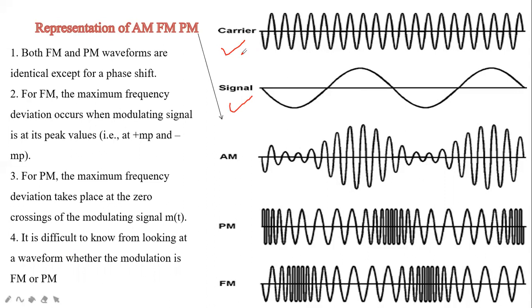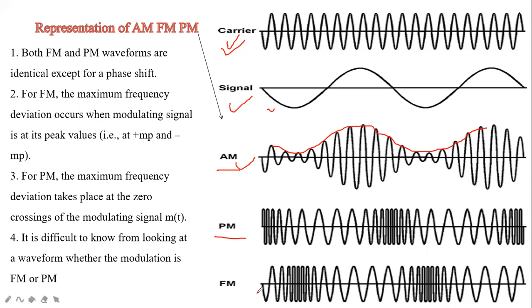So how will an amplitude modulated wave look? As we know, it is basically a variation in the amplitude of your carrier according to your signal. So you can see, according to your message signal, the amplitude of the carrier wave is changing, right? So this is your amplitude modulated wave.